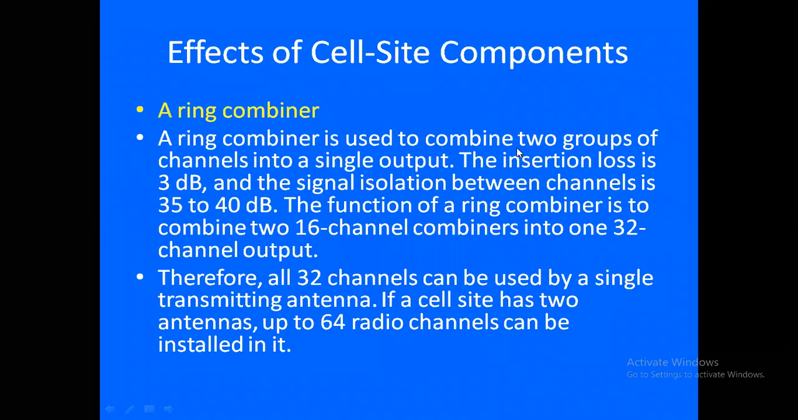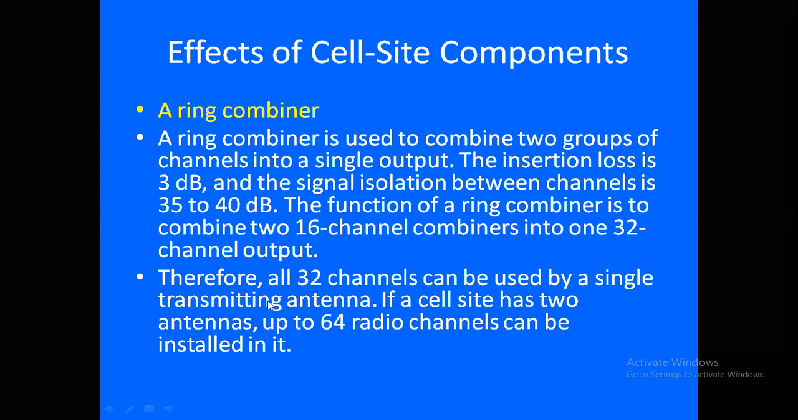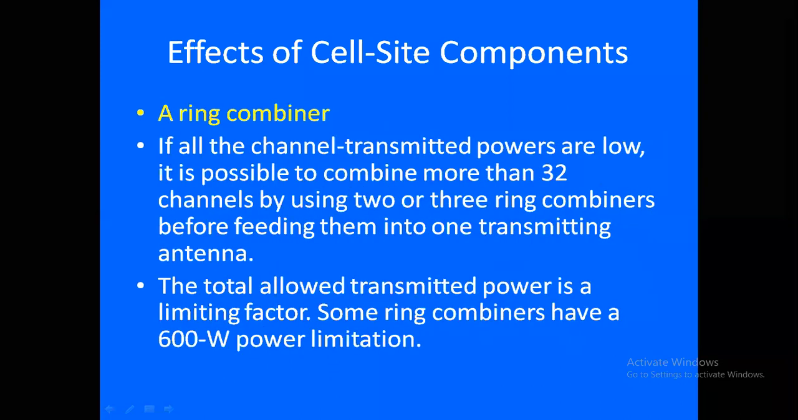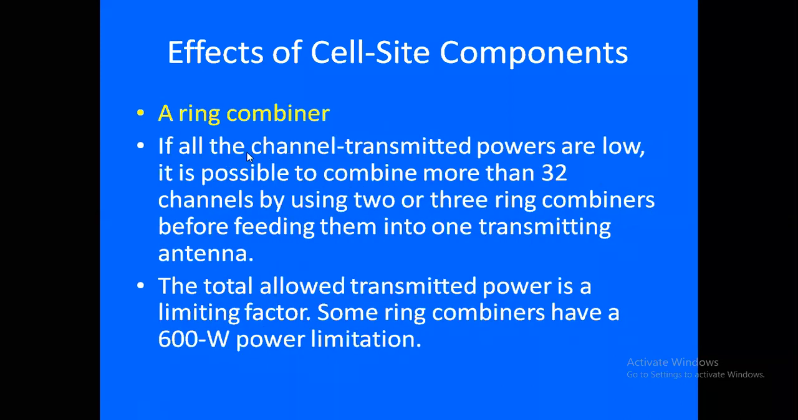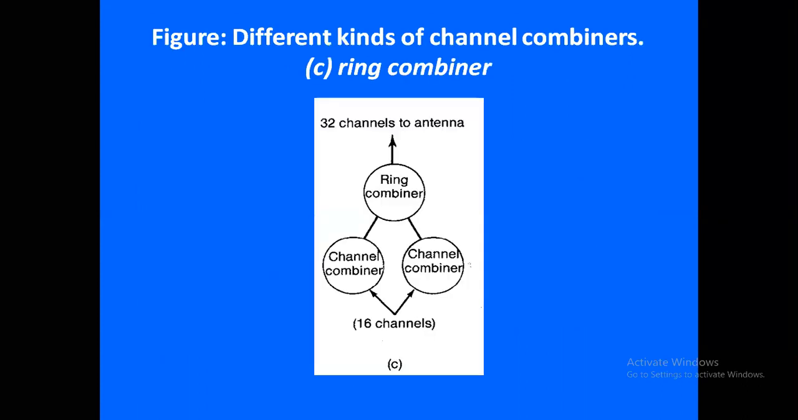A ring combiner is used to combine two groups of channels into a single output. The insertion loss is 3 dB and the signal isolation between channels is 35 to 40 dB. The function of a ring combiner is to combine two 16 channel combiners into one 32 channel output. If all the channels' transmitted power is low, it is possible to combine more than 32 channels by using 2 or 3 ring combiners before feeding them into one transmitting antenna. So this is nothing but a ring combiner.